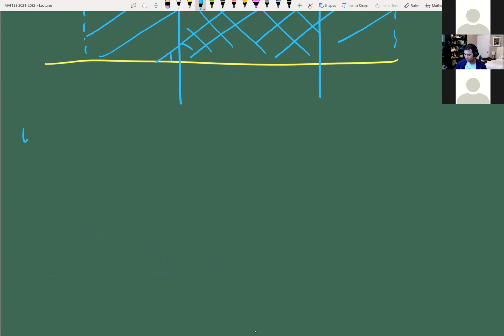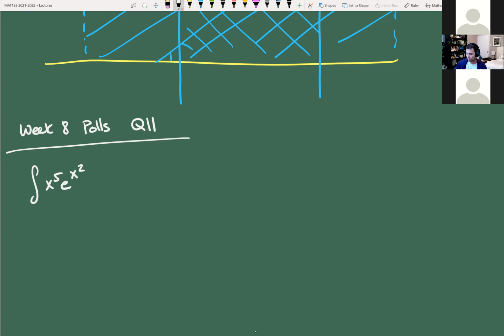So this is the week 8 polls, question 11. Here we're asked to do the integral of x to the power 5 e to the x squared dx. Okay, and this is a really nice one. I do something similar to this in the notes where I do x cubed instead of x to the power of 5.